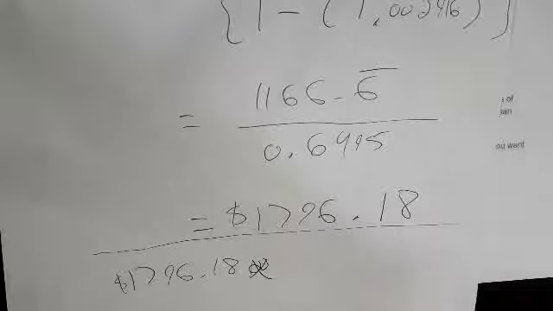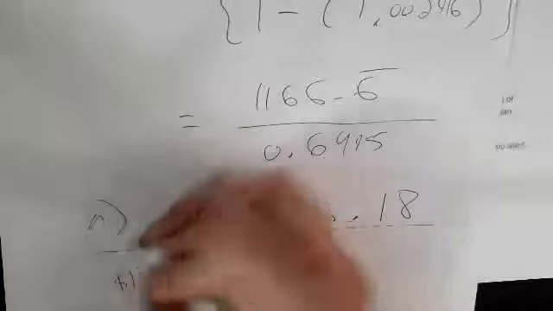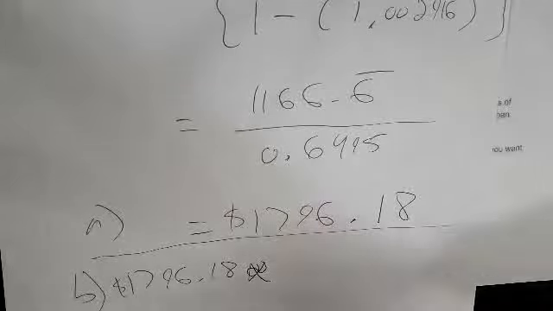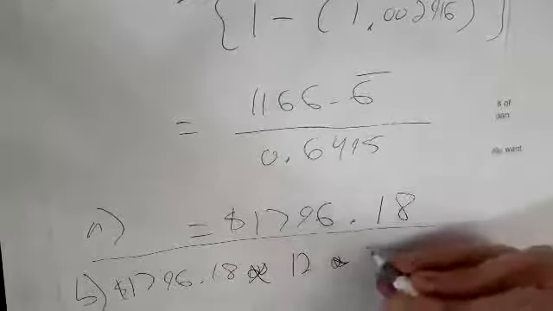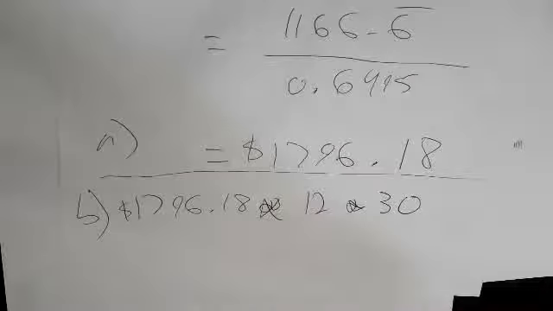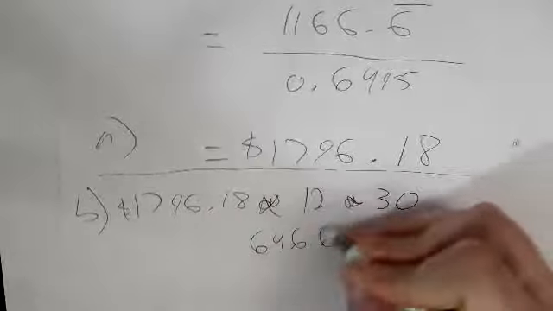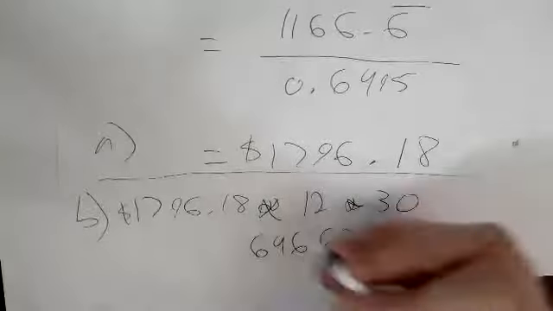So how do I figure out the total payment on this? So this is part A. This is my monthly payment. How do I figure out my total payment? It's this how many times? Times 12 times 30, since we're going for 30 years. That's also where the 360 comes from, right? It's the same thing. If we do 1796.18 times 360, that gives me 646,624, and 80 cents, something like that.